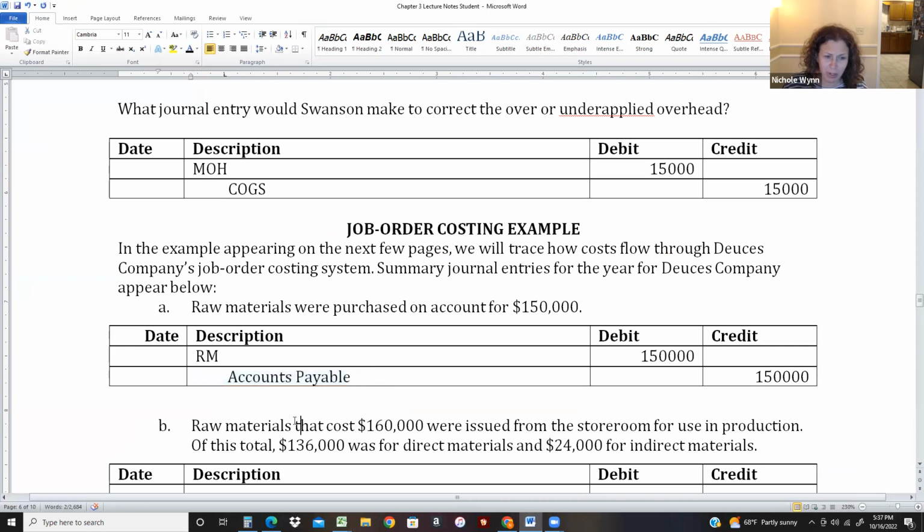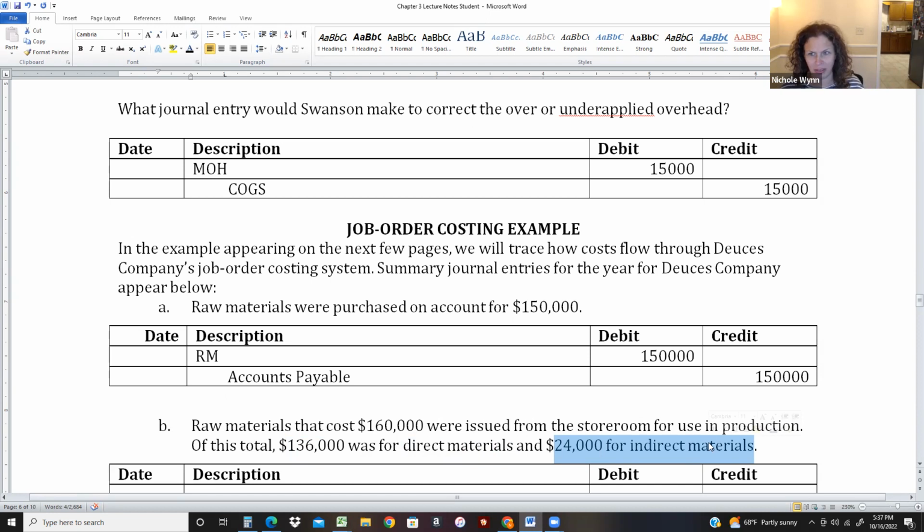So the next one is the big difference between what we do in chapter 2 versus 3, because it says raw materials that cost 160 were issued from the storeroom for use in production. Of this total, 136 is direct materials, and 24 is indirect materials. So keep in mind that indirect materials are not going to WIP. Indirect materials are part of overhead.